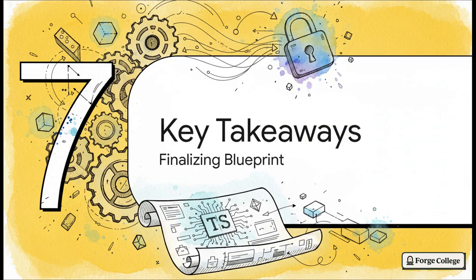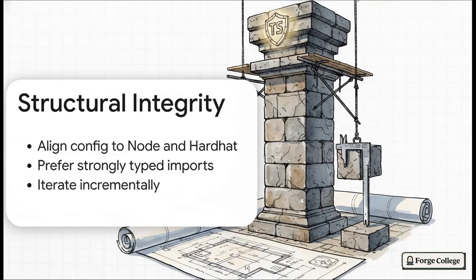Finally, our conclusion and key takeaways. Let's finalize this blueprint. To maintain perfect structural integrity in your projects moving forward, just remember these 3 rules. First, always align your compiler configuration directly to your Node and Hardhat runtimes. Second, always utilize typed imports so your code editor can actually help you out. And third, and this is a big one, convert your existing scripts incrementally. Do it one file at a time to avoid a massive, discouraging cascade of confusing errors.